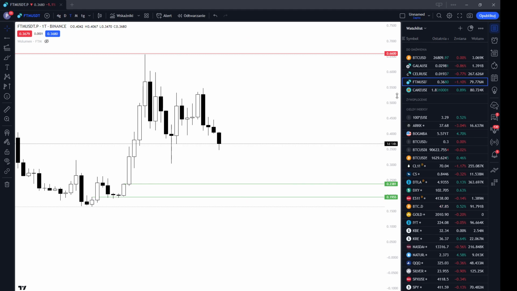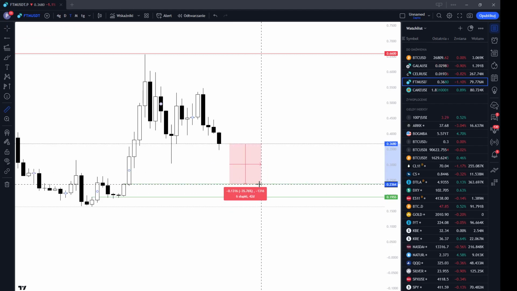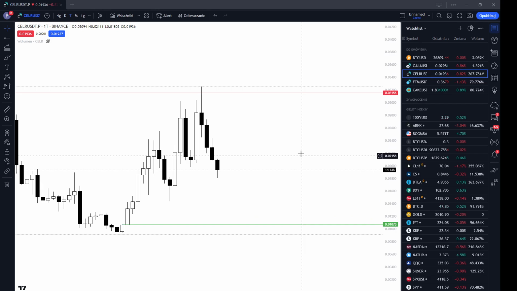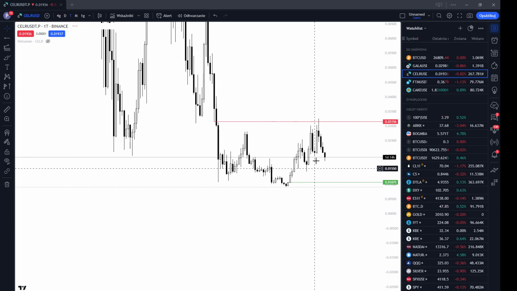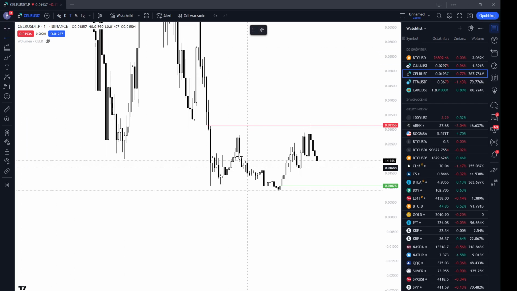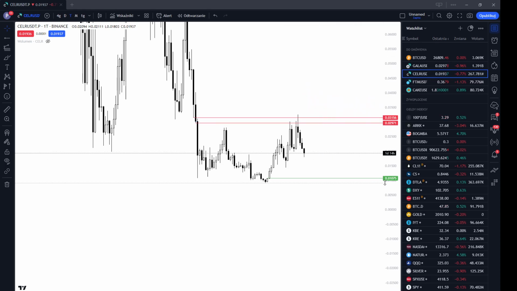So two of these alts say still more downside to go. Yeah, so if we take the current level to these accumulation levels, then that's 35, 45% of drops. Let's take Celr. We had a big resistance level here and here. Actually, this one was also resistance. They gave us this nice drop.